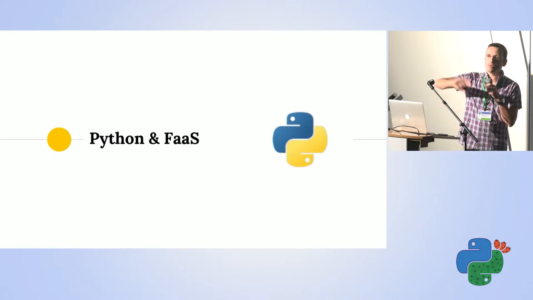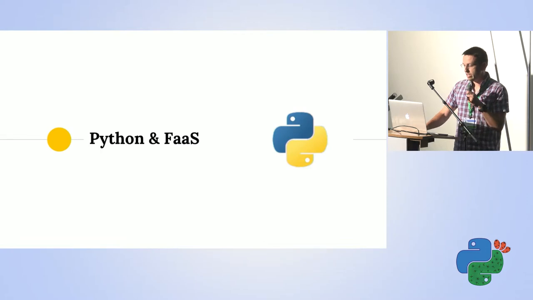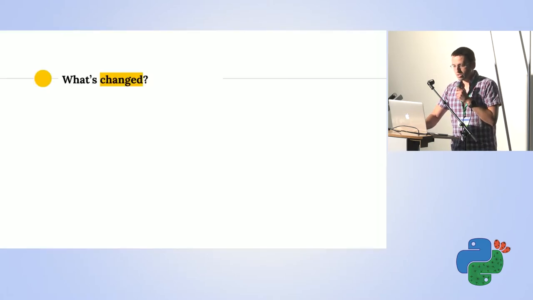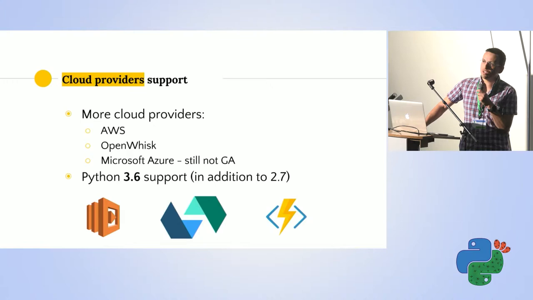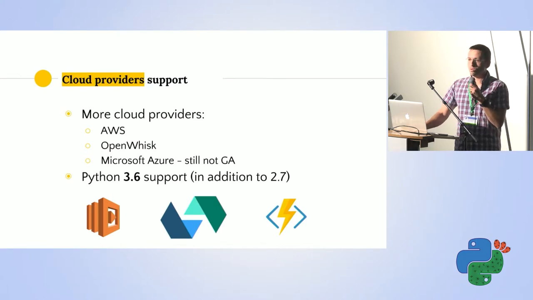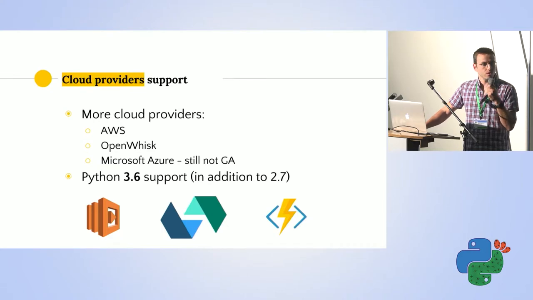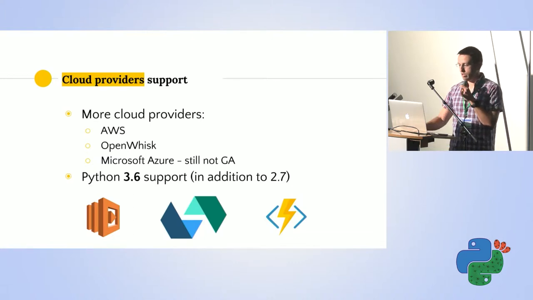Okay, so this was all introduction for what is serverless and what is FaaS. And now let's get into business with where Python comes into play. So what's changed from last year? Besides that I have glasses because I cannot see anything. In terms of the cloud providers, last year it was only AWS that supported Python. Since then, OpenWhisk and Azure also support Python, but Azure is still experimental, so keep that in mind. And Python 3.6 is already supported by those providers, so it happened about a month ago, I think. So whoever is using or migrating to 3.6, be aware that you can use it already.